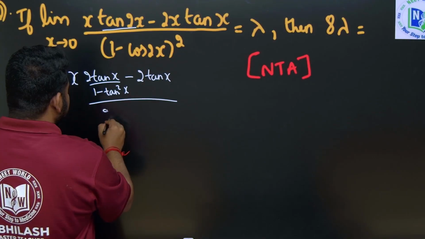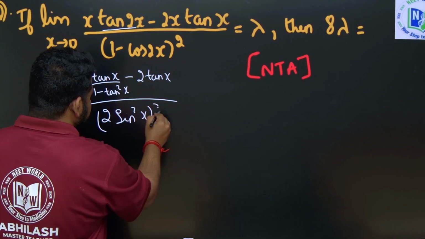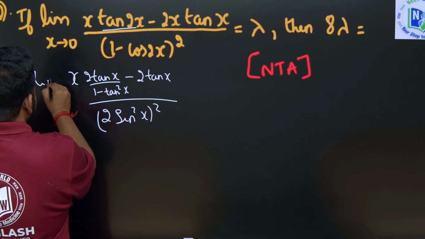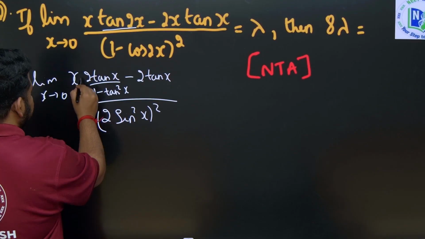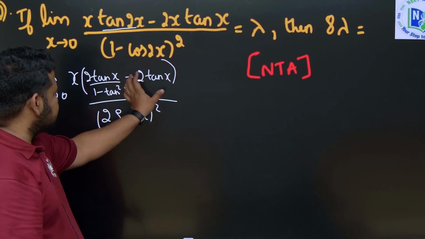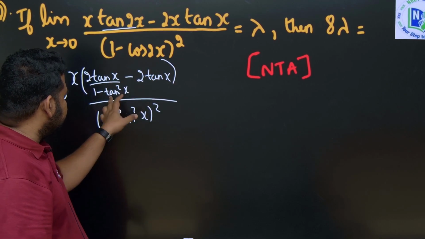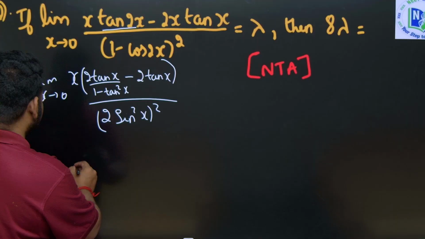The square is there, so this will be 2 sin square x whole square. Let it be like this. Limit as x tends to 0. I have taken x common here. Now if I take the LCM, 1 minus tan square x will be the LCM. If I multiply minus 2 tan x into minus 2 tan cube x. So this will become what, friends?